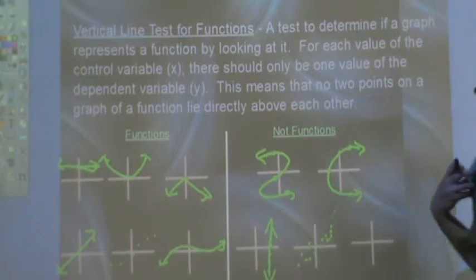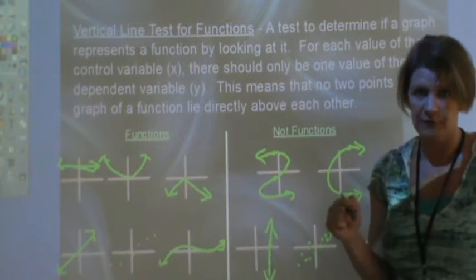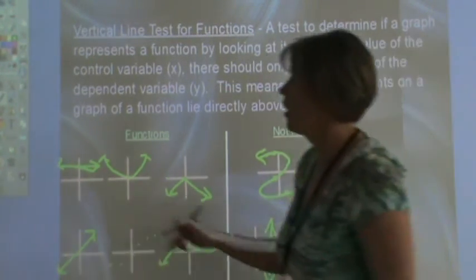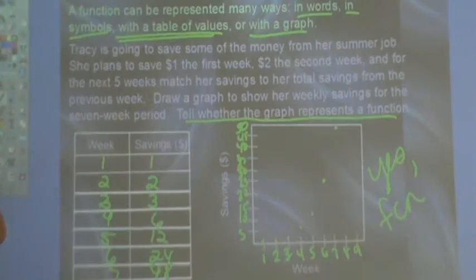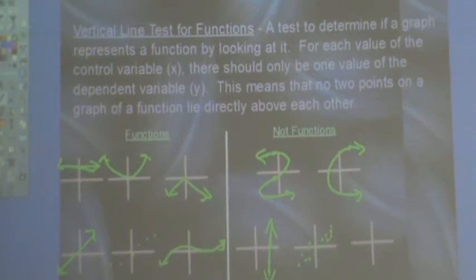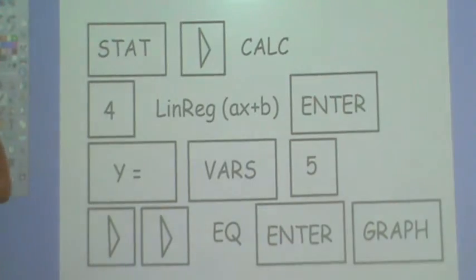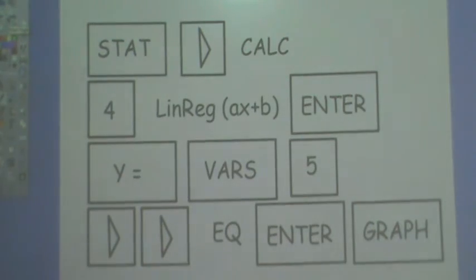So just be able to identify yes or no if something is a function just by looking at it, and also know your definition. Then that should get us through. I also have your steps for when we do the scatter plot on the graphing calculator. If you didn't already get that down, make sure you write that down because you'll need it for today.